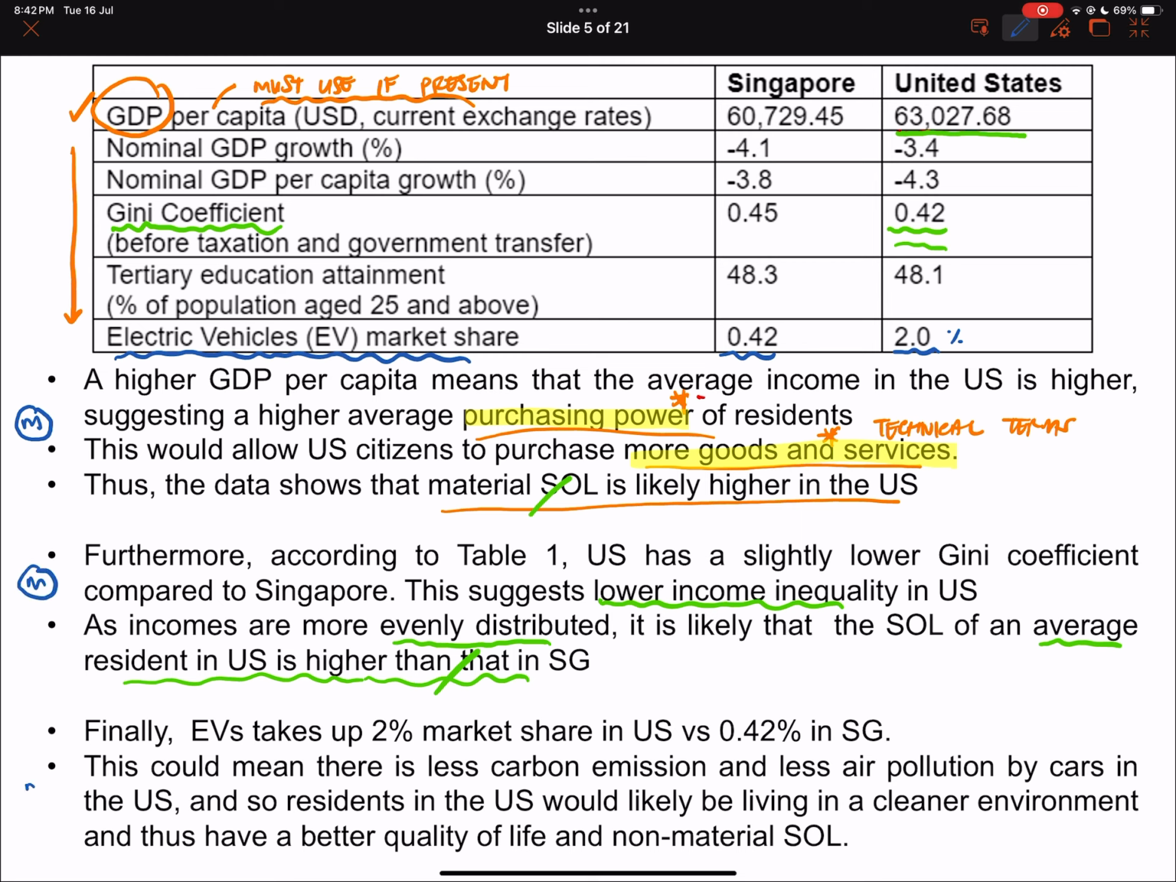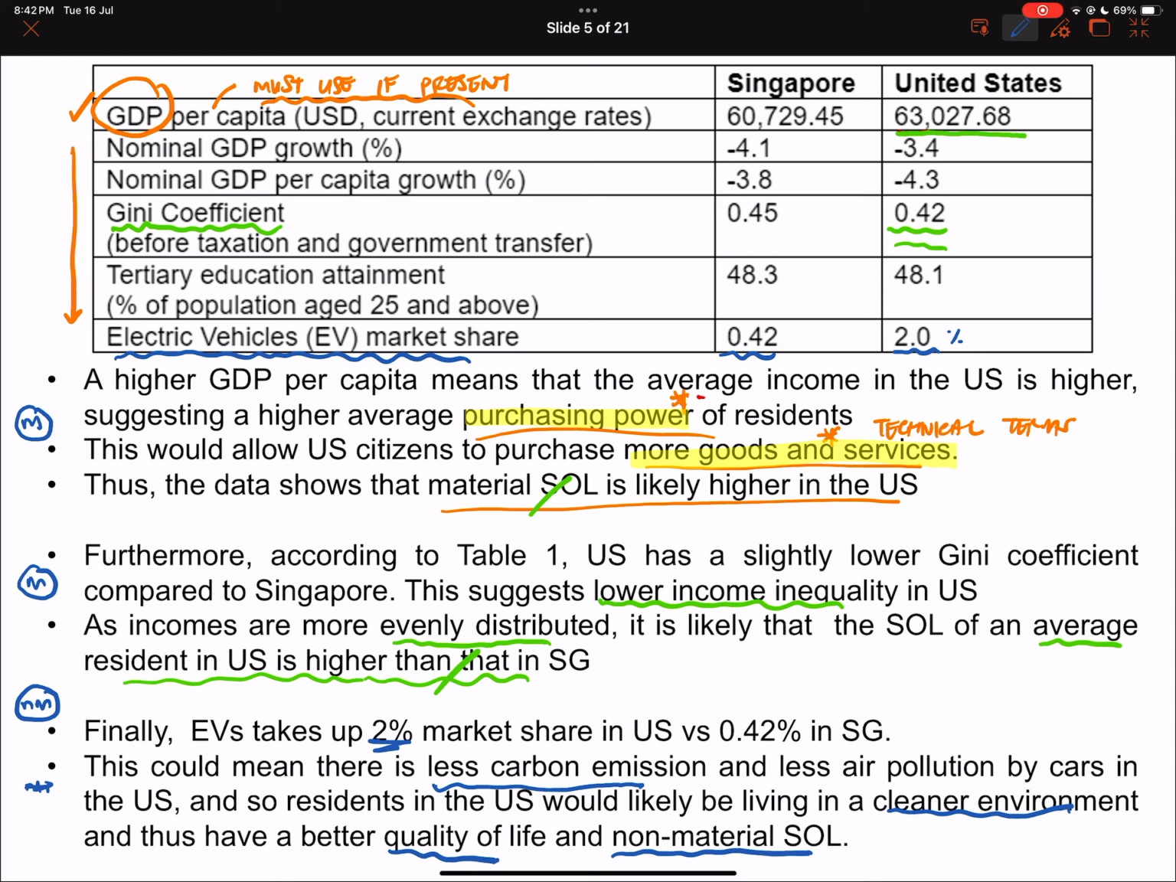So now we can also say that the table is actually quite useful in telling us non-material stuff as well. So non-material stuff will be your living environment, things that have nothing to do with chocolate bars, right? So one aspect of non-material standard of living is the pollution. So if you are using a 2% EV, very likely there will be less carbon emissions. Less carbon emissions means a cleaner environment, which means better quality of life, which means better non-material standard of living.